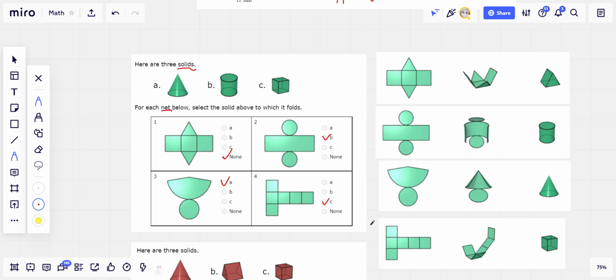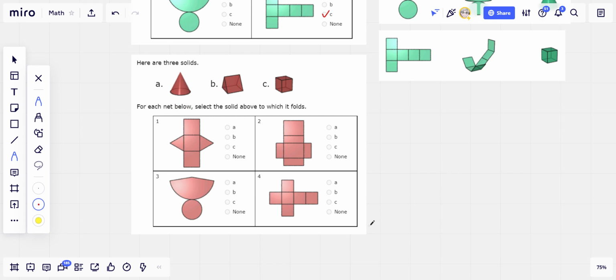All right, let's try one more. All right, so A, we've got a cone again. B, we've got the triangular prism. And C, we've got the cube. See if you can get these before I do. So number one, we've got 3 squares and 2 little triangles. What's this one? Yeah, that is going to fold up to make the triangular prism B.